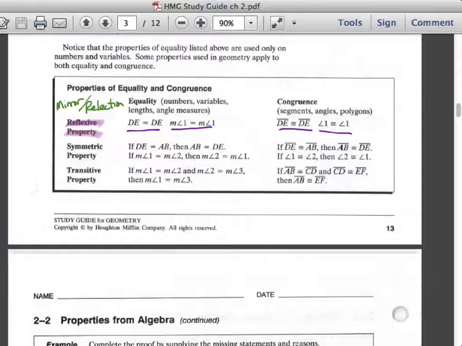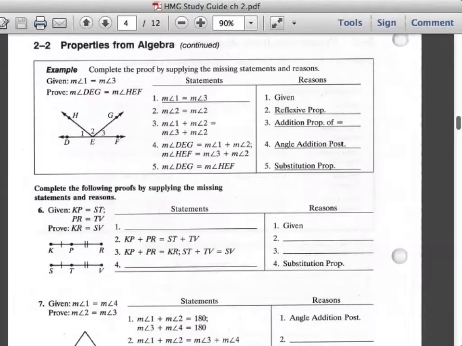The symmetric property we will be able to avoid through substitution. The symmetric property is just, if DE equals AB, then AB equals DE. I'm not going to make you restate those things in this class, so we're not going to have to worry about the symmetric property. And then the transitive property is the same thing as substitution. All right, flip the page, and let me walk you through what a proof looks like.